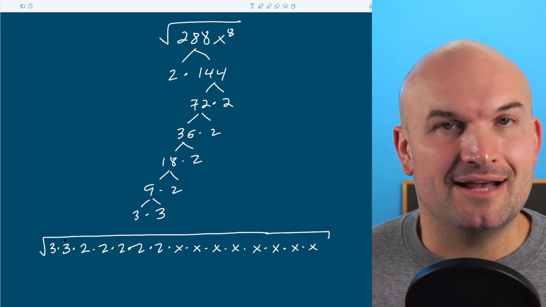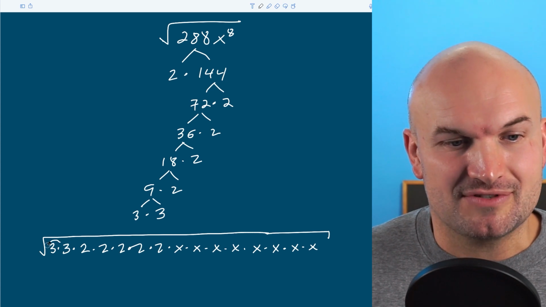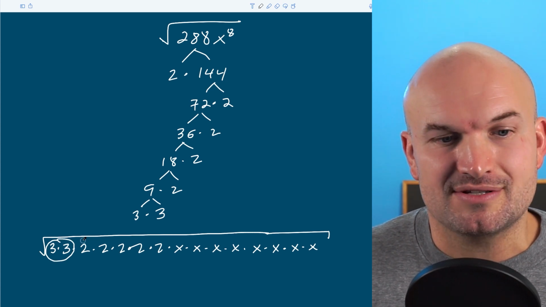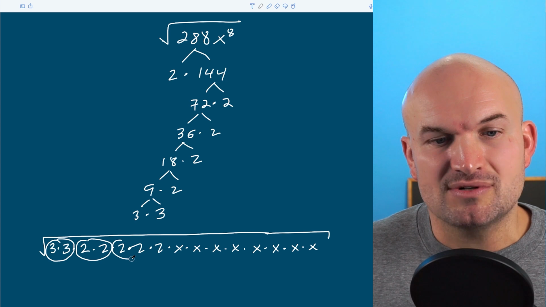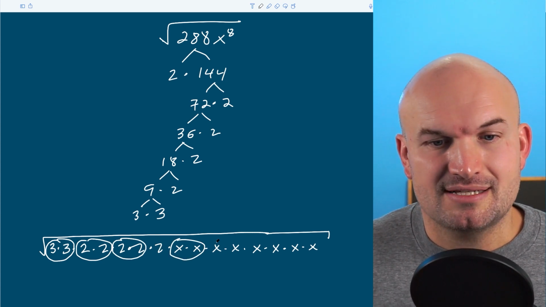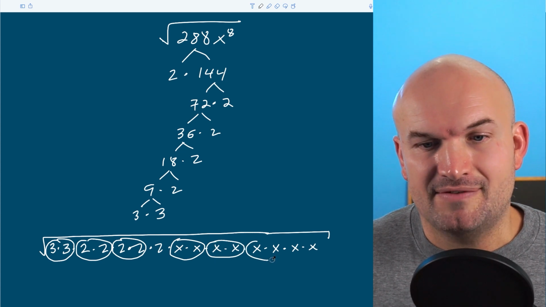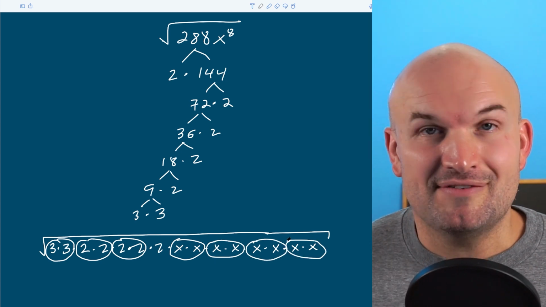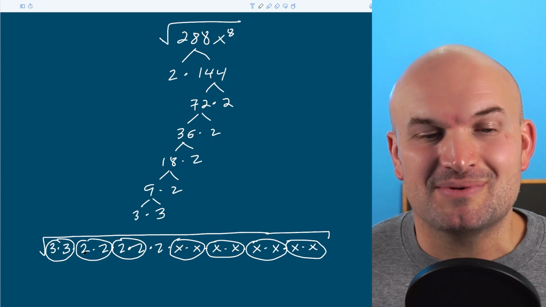Now, again, we can take the square root of anything that we have pairs of. So you can just go ahead and circle those values. All of these values I can take out of the square root. I don't have another pair for this 2, so I'm going to leave it under there. And then I have a pair of x, and another pair of x, and another pair of x, and another pair of x. So if everything I've taught before is not making sense, you can always rely back on this method.